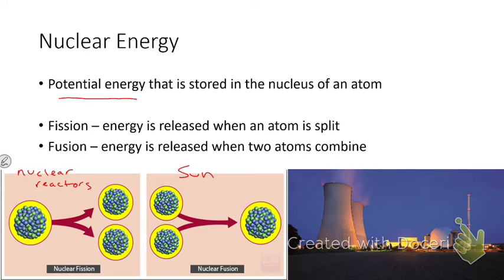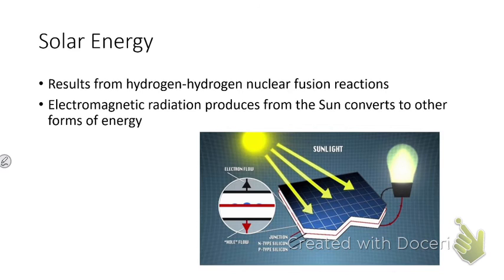Okay, so fusion is what keeps us warm, what allows Earth to have liquid, solid, and gas water. Right, that's really important that all three states of water exist on Earth. Okay, we have solar energy. This solar energy results from hydrogen nuclear fusion reactions, typically in the sun.